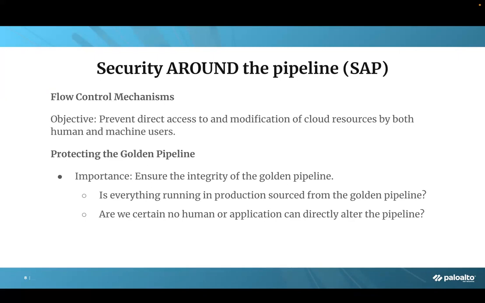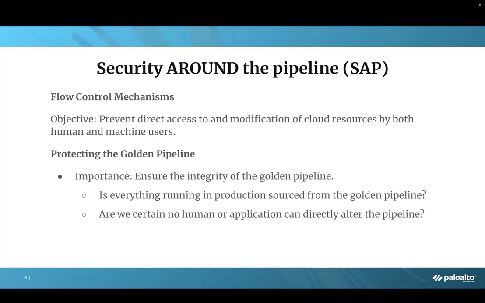So this final step, security around the pipeline, is to ensure that your new golden pipeline, what we are calling it, isn't bypassed, right? How would you pressure test that your new golden pipeline is not getting bypassed, right? There are two basic questions you can ask. Is everything that is running in production originating from the golden pipeline, right? Whatever resources are getting deployed or removed from your CSP, is it coming from the golden pipeline?